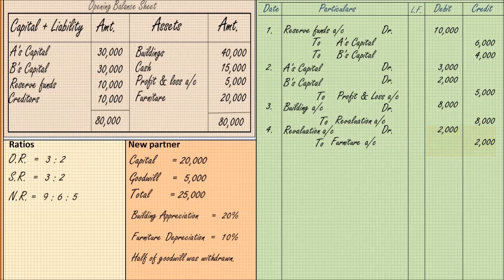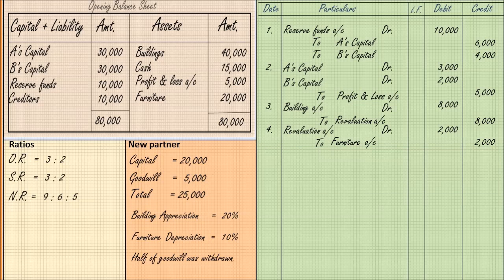Now leave the space for one journal entry, because at this moment we don't know what is the net profit or loss on account of revaluation. We can find out this loss or profit only when we prepare the revaluation account.